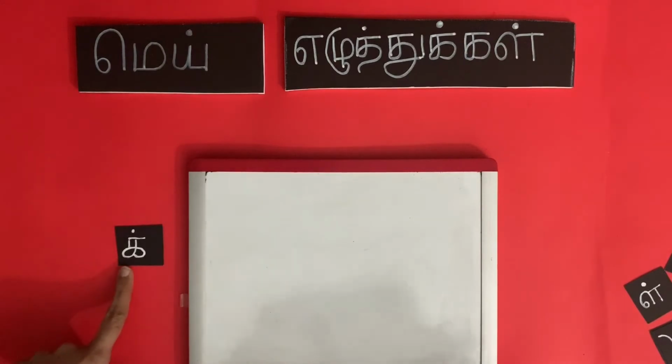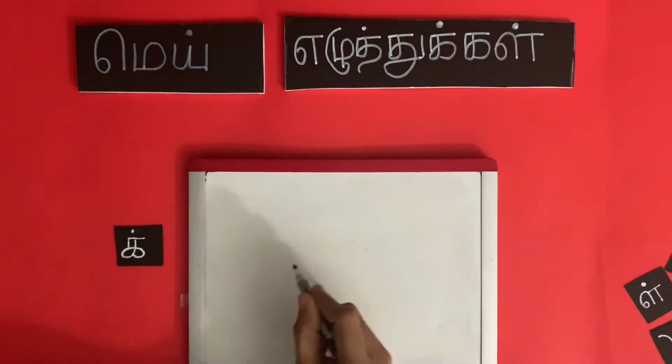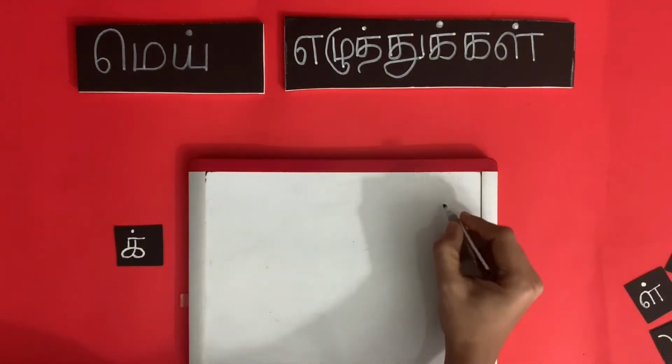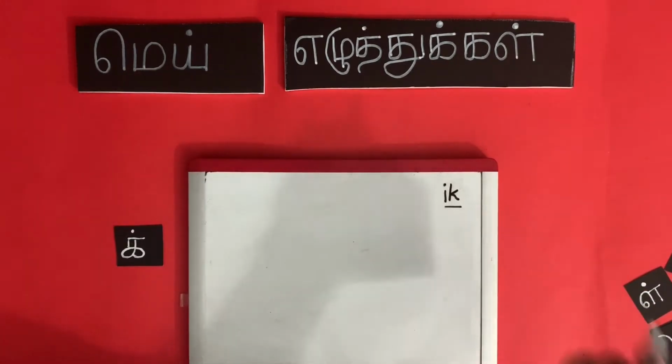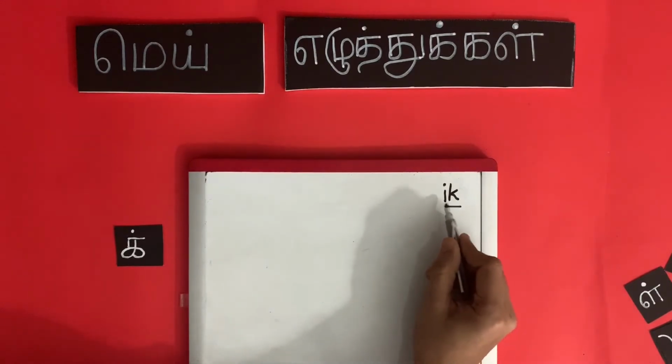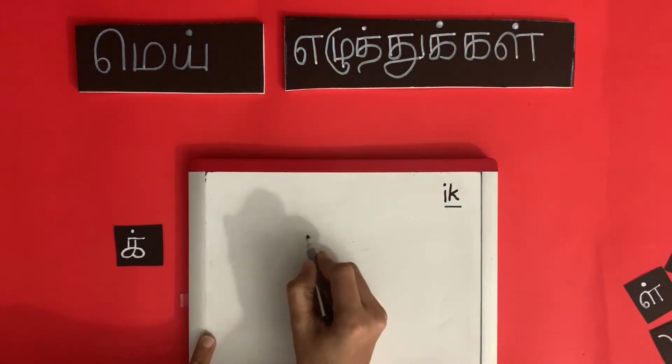The first Mei Ezhuthu is called Ikka. What is it called? It is called Ikka. If you want to pronounce it in English, this is how you pronounce it. Ikka. Ik. So, how to write it?